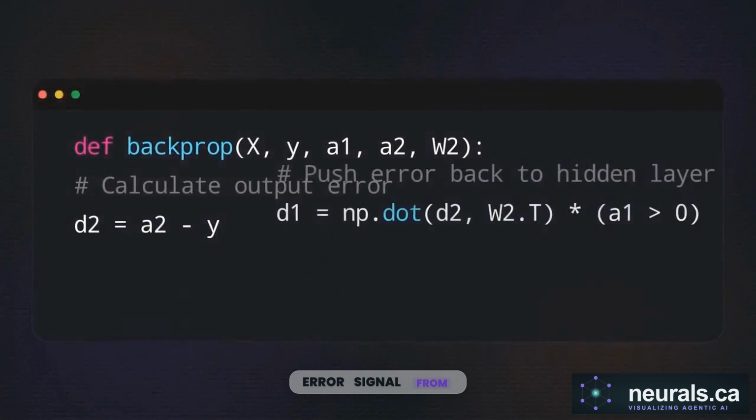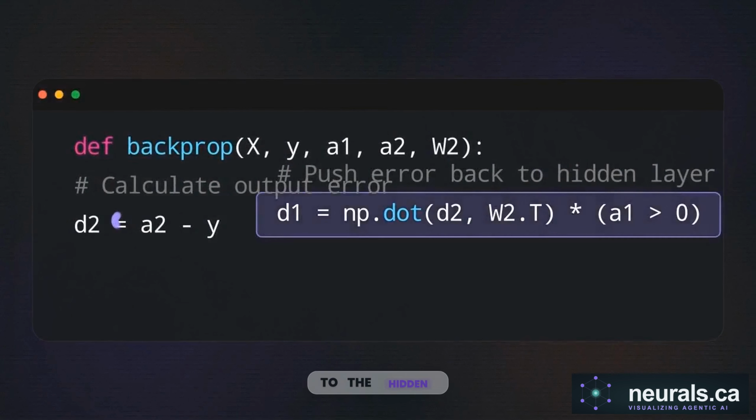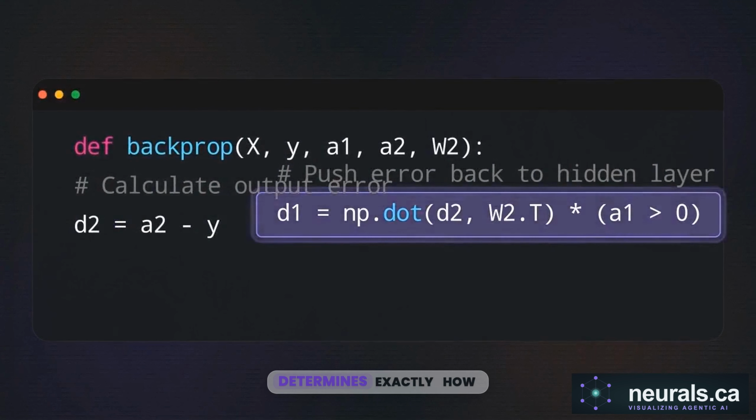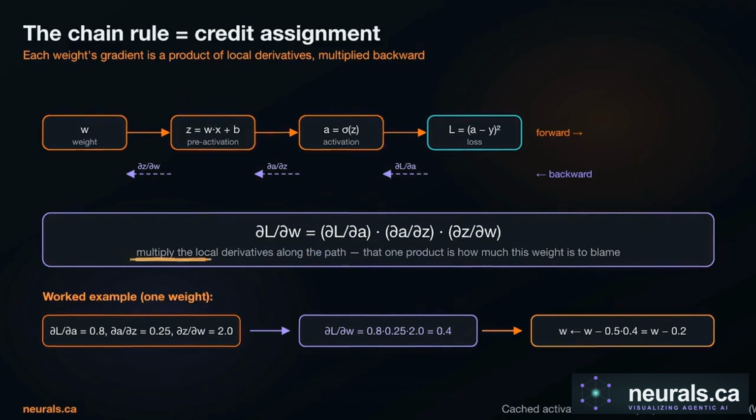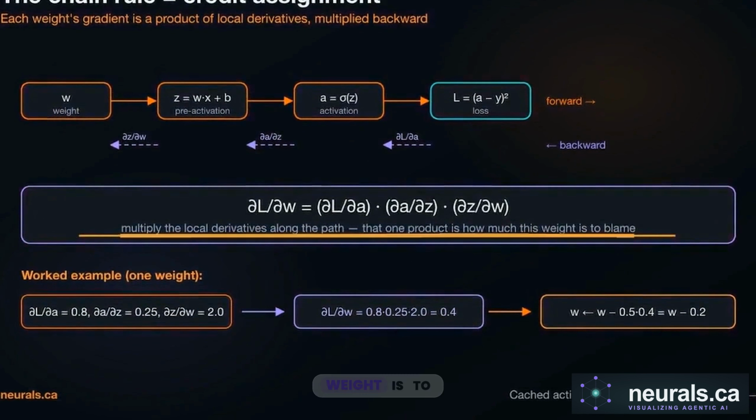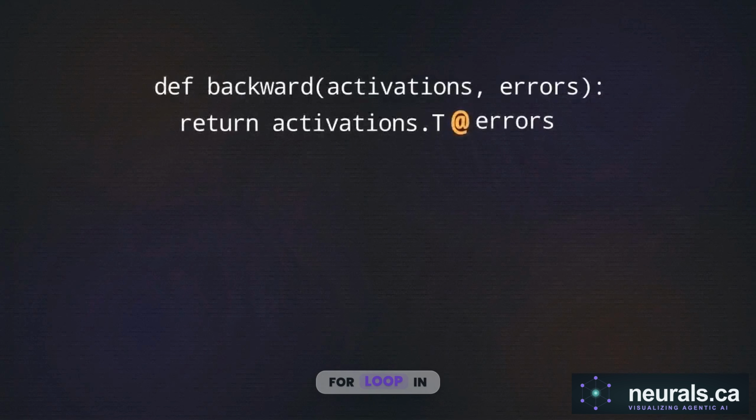The error signal from the output is now pushed back to the hidden layer. This step determines exactly how much each hidden weight contributed to the final mistake. This step is the calculus chain rule in action. We multiply the local derivatives along the path to find exactly how much a specific weight is to blame for the loss. Note that there is no for loop in this code.